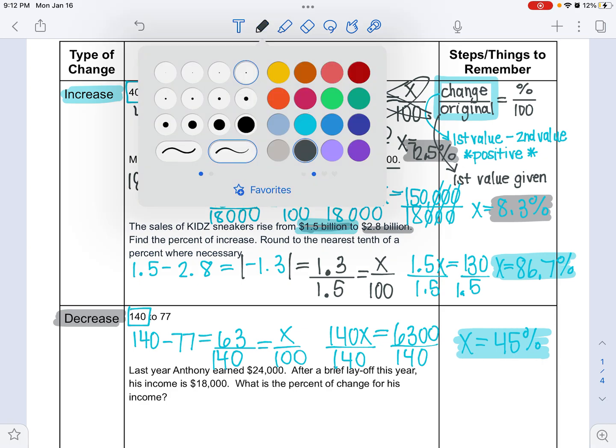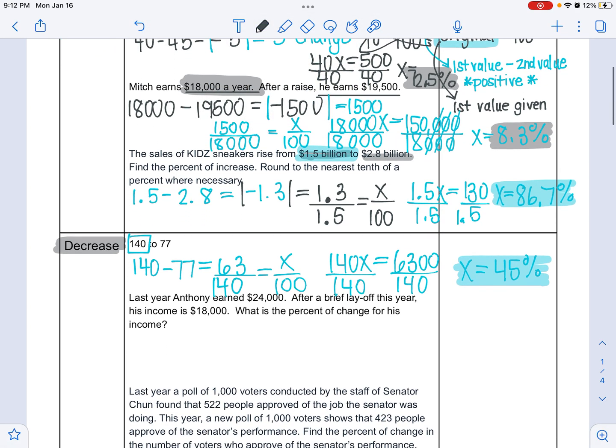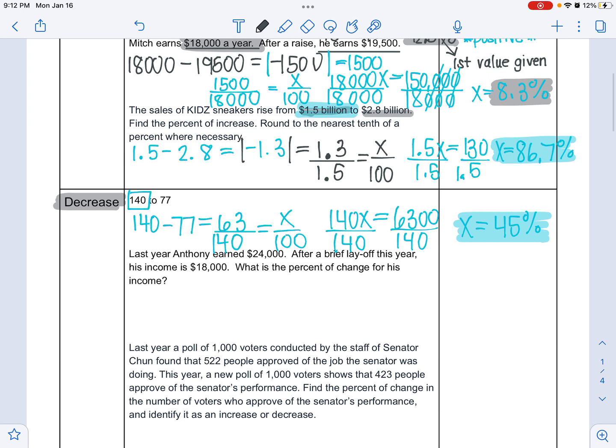All right, let's go to a word problem. Last year, Anthony earned $24,000. After a brief layoff, meaning he left his job or was told he couldn't work, his income decreased to $18,000. We want to find the percent change of his income. So we take that first value, 24,000, minus that second value, 18,000, to get the change of $6,000.